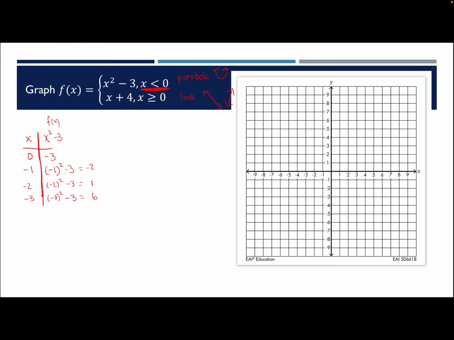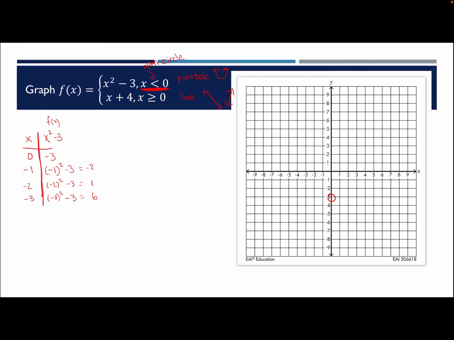So 4 points should be enough to graph a parabola. So we have the point 0, negative 3. That's going to be an open circle, and it's an open circle because the less than does not have an equal bar. So that's going to mean open circle.